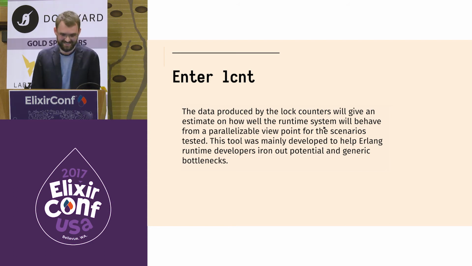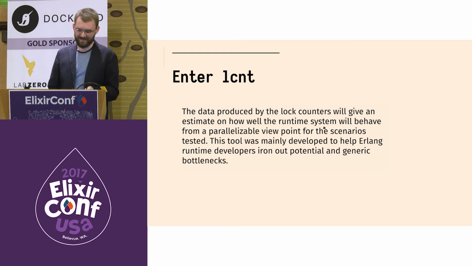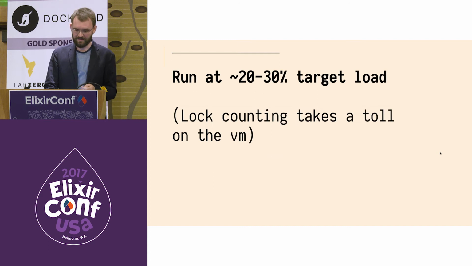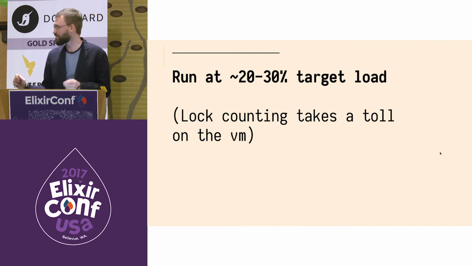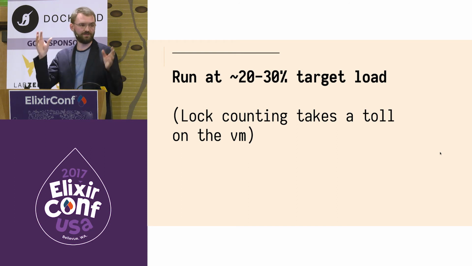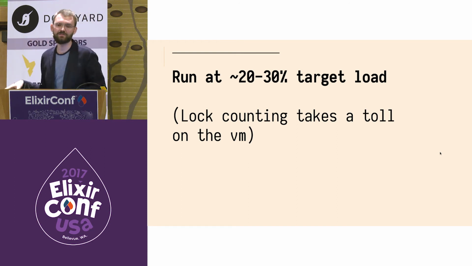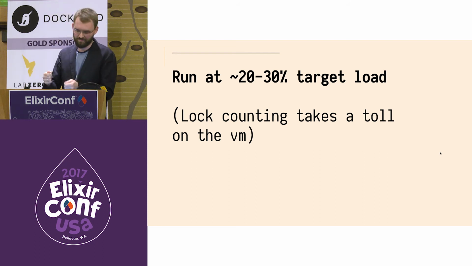And the documentation says this tool was mainly developed to help Erlang runtime developers iron out potential and generic bottlenecks. Ours was both potential and generic. We weren't runtime developers, but we used this tool to great effect. So what you do is you build this virtual machine, and when the lock counter option is compiled into the VM, then all operations on the VM that require a lock are accounted for.